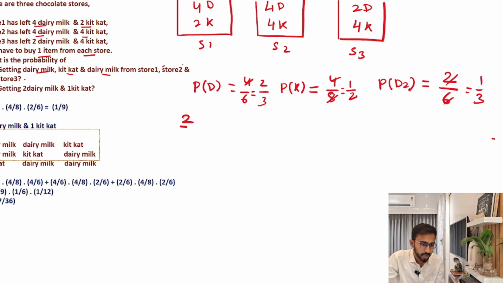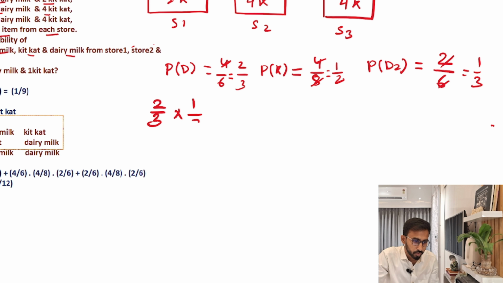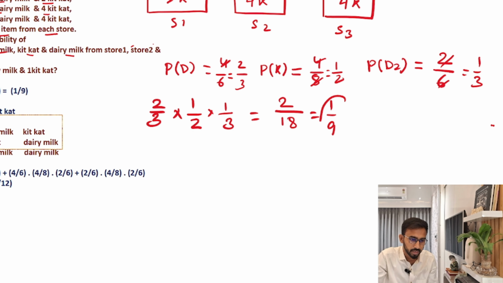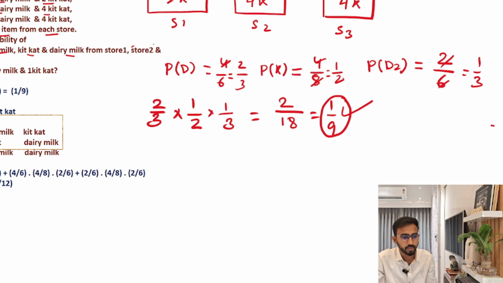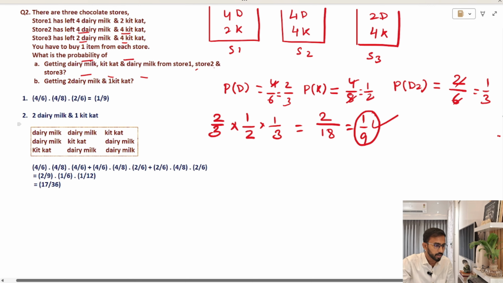The answer will be 2 by 3 into 1 by 2 into 1 by 3. That will be nothing but 1 by 9. This is the answer of the first question. What is the second question?